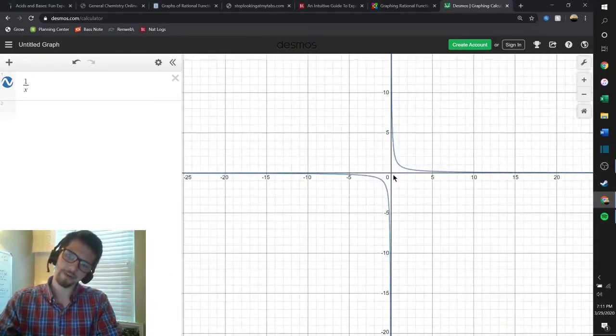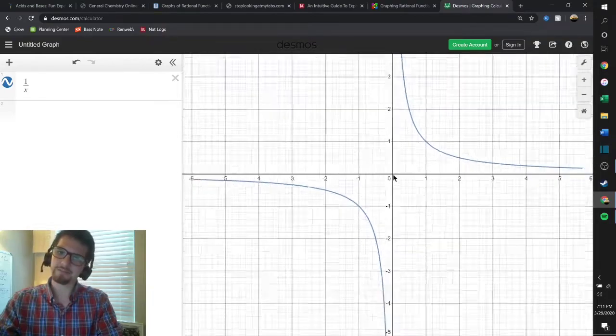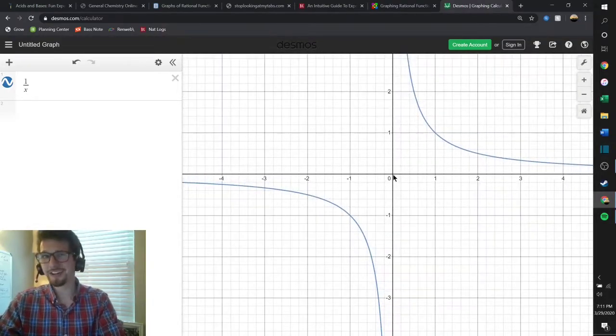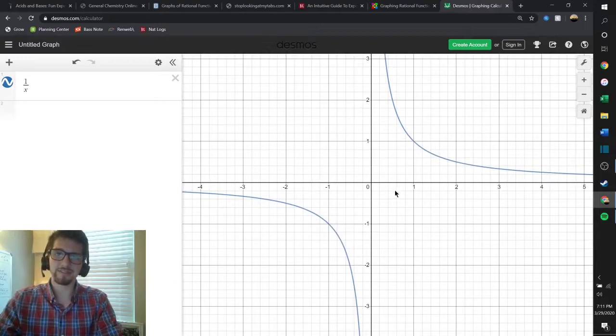Look at that. Isn't that weird? Why is it making that shape? And why is it too hard to graph by hand? So let's think about this.